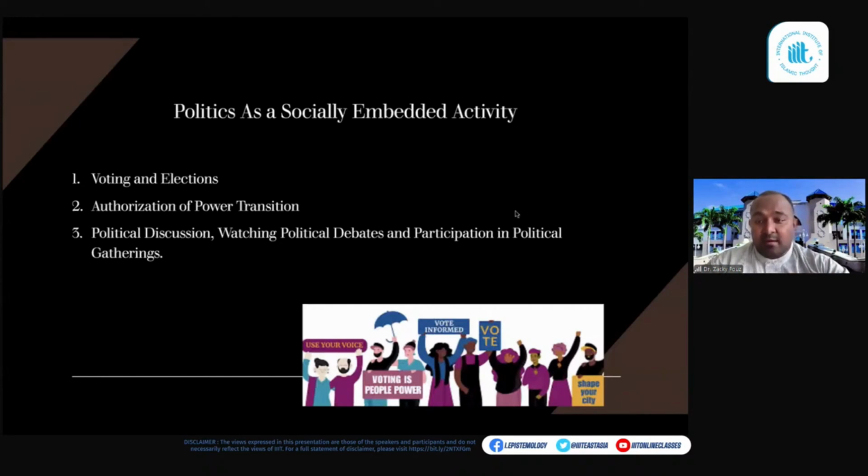So you can see here in the picture, there are people who are holding messages conveying the idea that we need to vote with clarity, and voting is the people's power. So this picture informs us of the second dynamics, or a different perspective of politics.